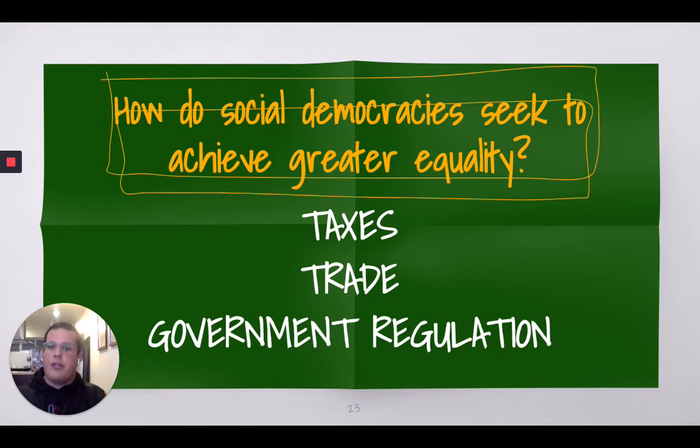How does social democracy seek to achieve greater equality? First, through really high taxes. People have to pay the taxes in order for society and the state to function. Again, they have really high levels of social expenditure. However, the benefits that come with it are really high as well. There are high levels of trade, and there's a lot of government regulation.